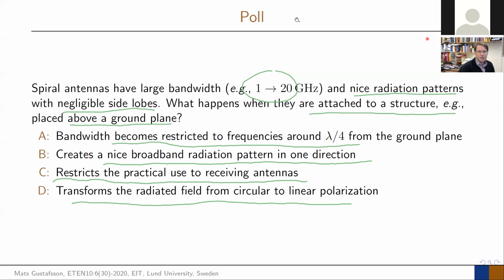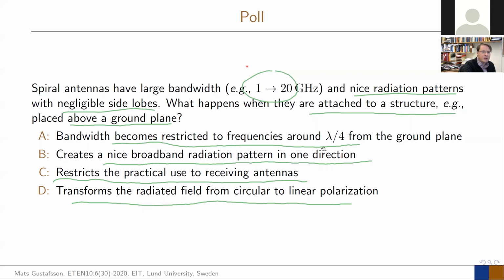So 23% so far, a few more votes. Okay, I will close it down in 3 seconds. So, we end the polling there.